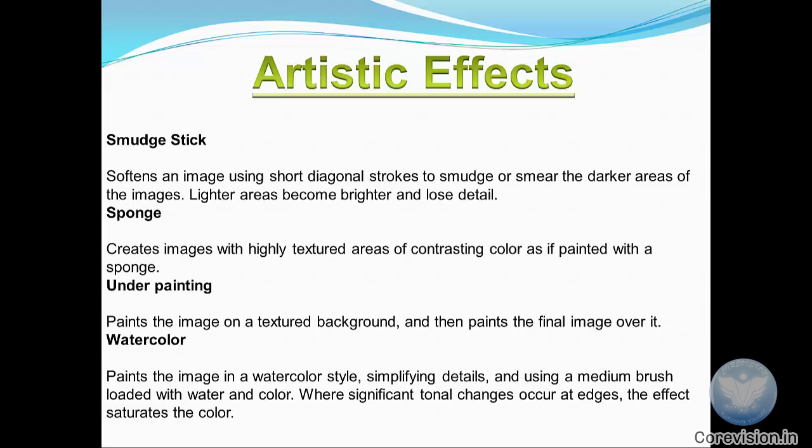Smudge stick softens an image using short diagonal strokes to smudge the darker areas of the image. Lighter areas become brighter and lose detail. Sponge creates images with highly textured areas of contrasting color as if painted with a sponge.